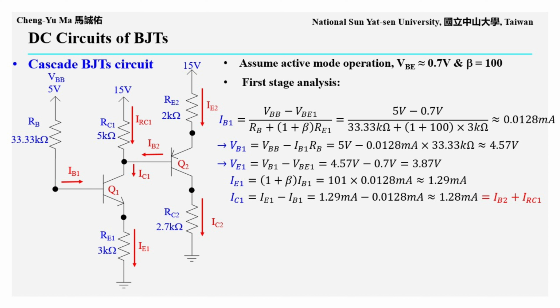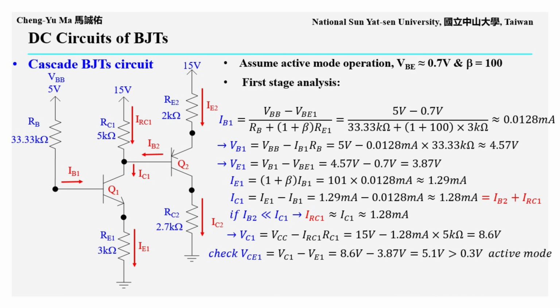The collector current of Q1 is supplied through RC1 and is also affected by the base current of Q2. Since a BJT base current is usually much smaller than its collector current, we first assume that IB2 is much smaller than IC1. With the approximation IB2 much less than IC1, the current through RC1 can be approximated as IC1, about 1.28 milliamps. Therefore, VC1 equals VCC minus IRC1 times RC1. This is 15 volts minus 1.28 milliamps times 5 kiloohms, giving about 8.6 volts. After obtaining the three terminal voltages and currents of Q1, we check VCE1. VCE1 equals VC1 minus VE1, which is 8.6 volts minus 3.87 volts, or about 5.1 volts. Since this is greater than 0.3 volts, the active mode assumption for Q1 is valid.